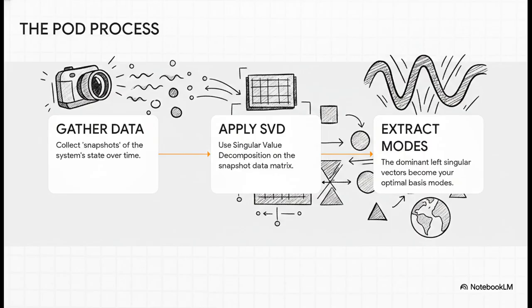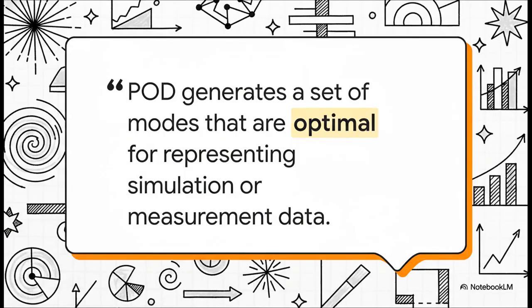And it's actually a pretty simple 3-step process. First, you just watch your system and take pictures or snapshots over time. Then you feed all these snapshots into this powerful mathematical engine called SVD. And boom, just like that, SVD spits out your VIPs, the most important modes that capture almost all of the system's energy.